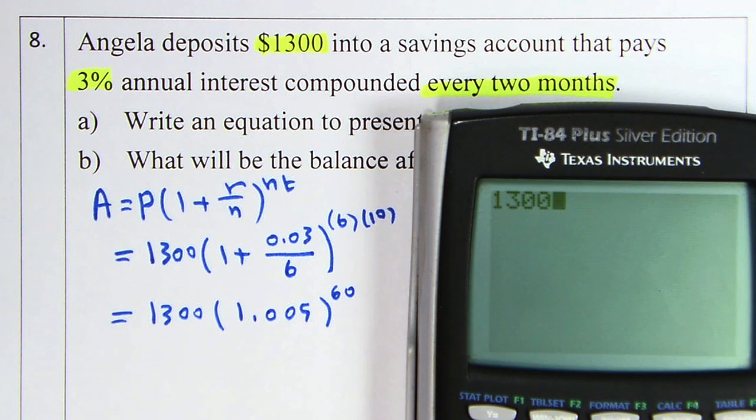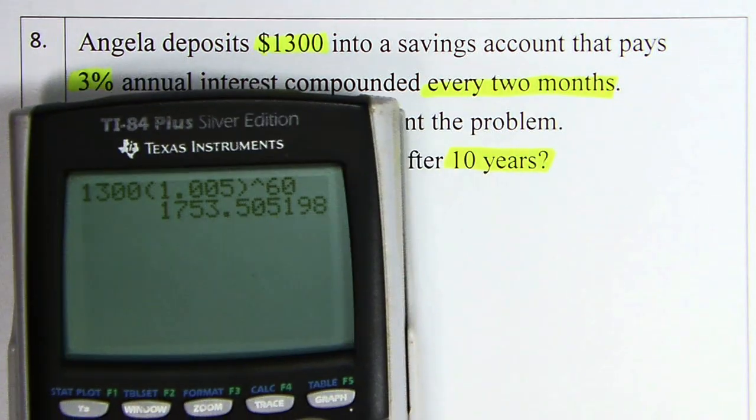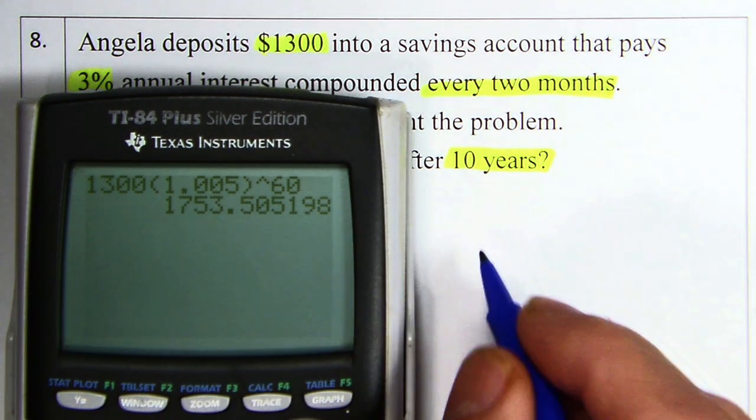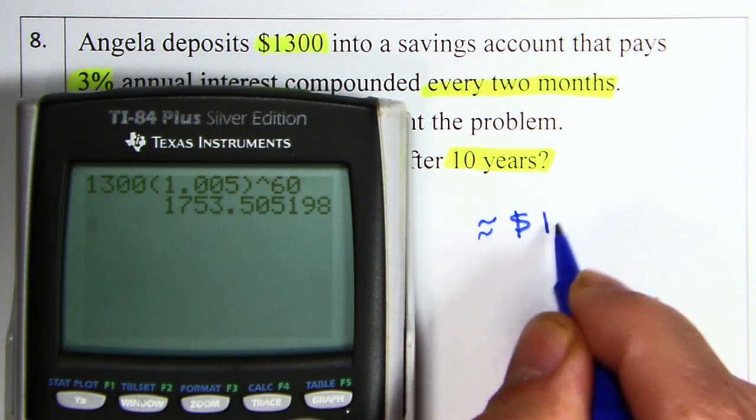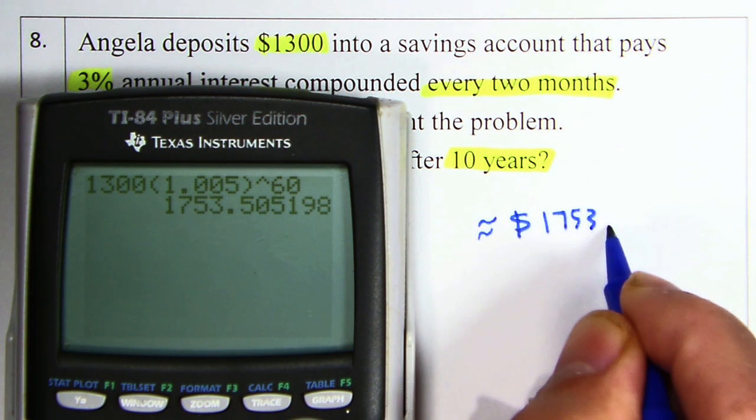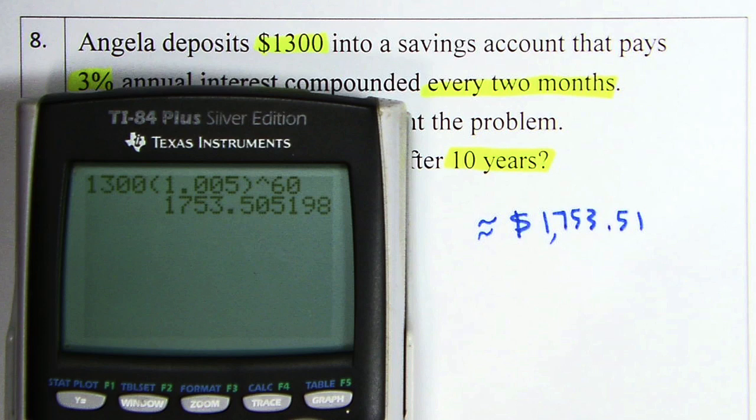$1,300 multiplied by 1.005 to the power 60, and the answer is 1753.505198. Rounding this number to 2 decimals, it's going to be about 1753.51, or $1,753.51.